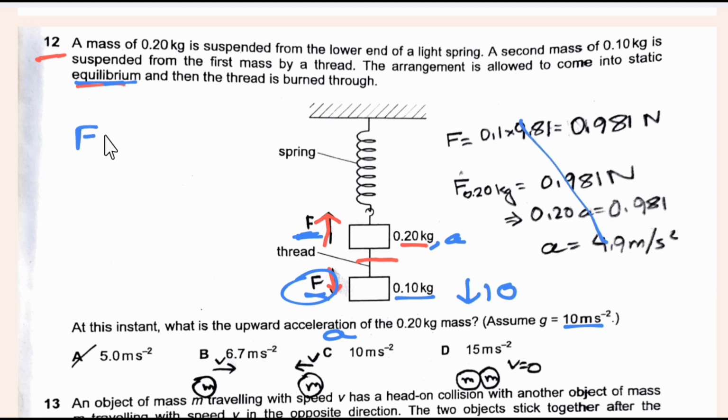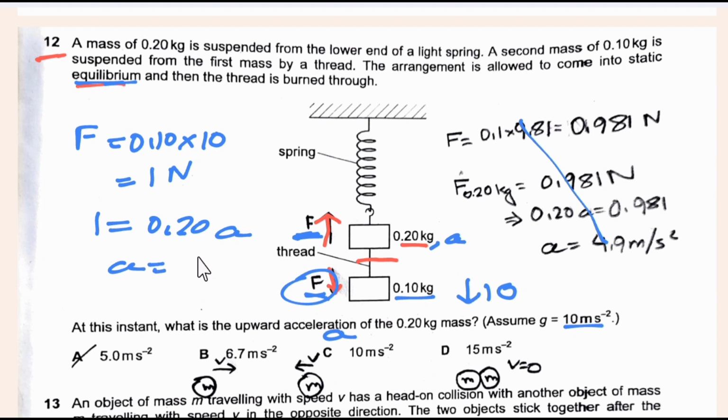So the force would be 0.10 into 10, that is mass into acceleration. The force we get is 1 Newton. So the upward force is also 1 Newton. Now the mass is 0.20 and we need to find its acceleration. After substituting the values, we get the acceleration as 5 meters per second squared.